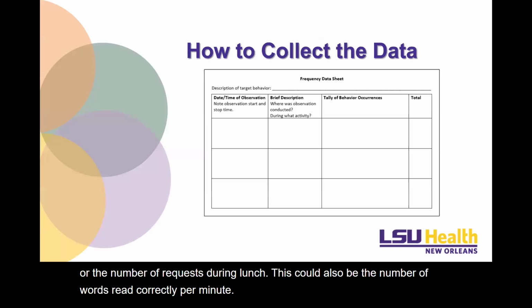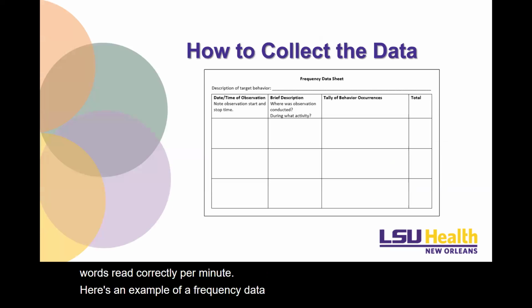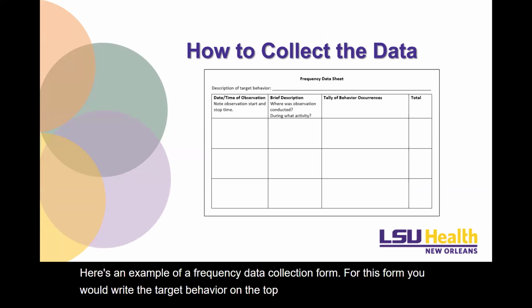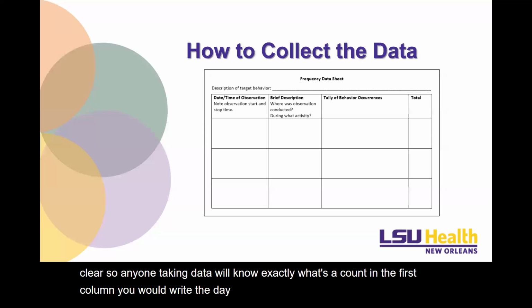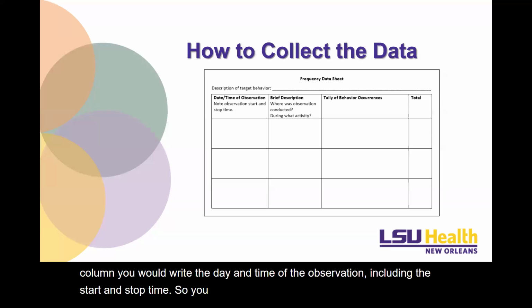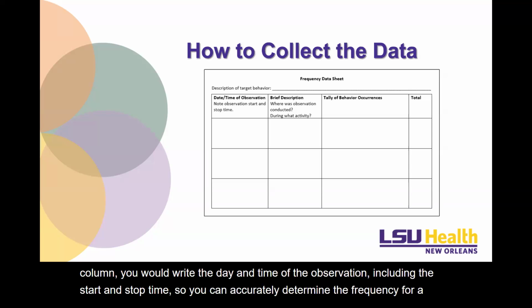Here's an example of a frequency data collection form. For this form, you would write the target behavior on the top line. You want to be sure this is clear so anyone taking data will know exactly what to count. In the first column, you would write the day and time of the observation, including the start and stop time, so you can accurately determine the frequency for a certain time frame.